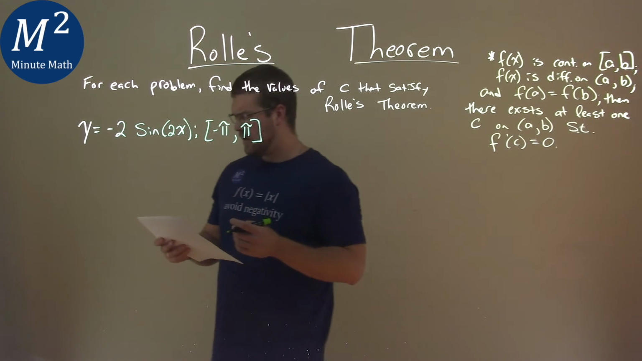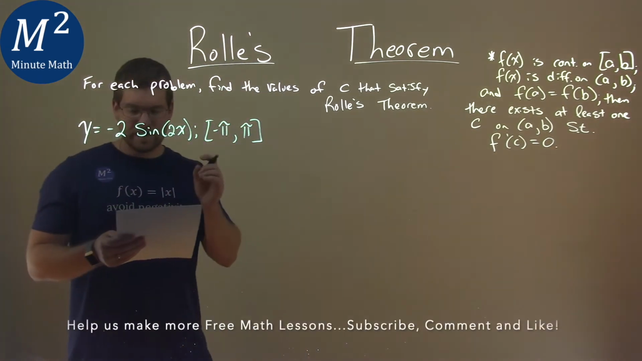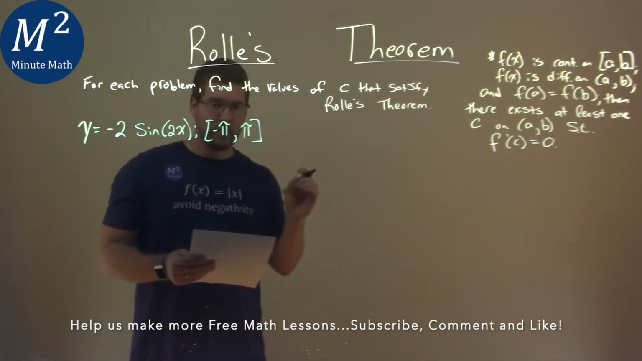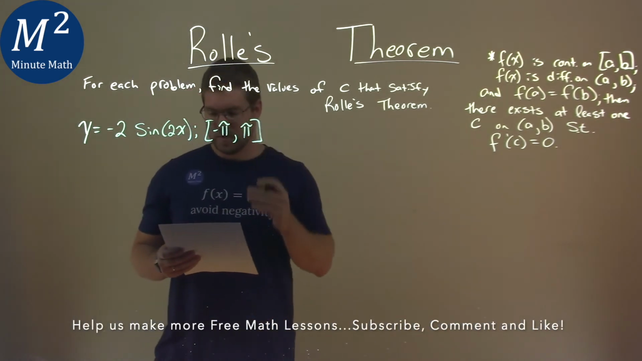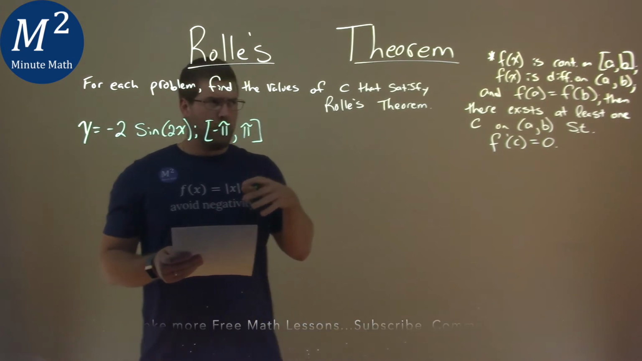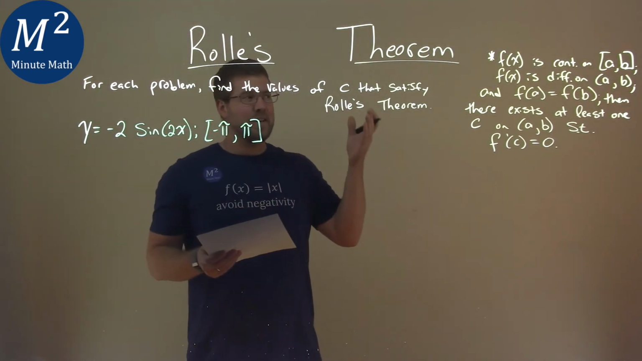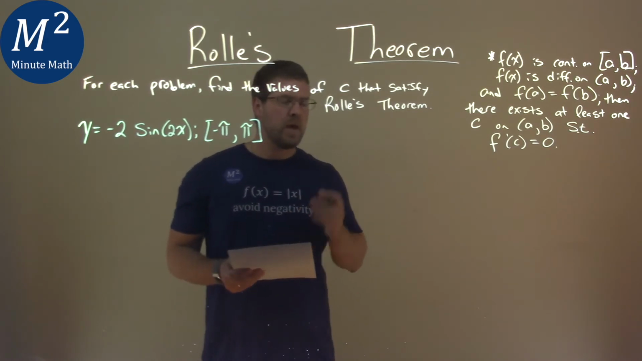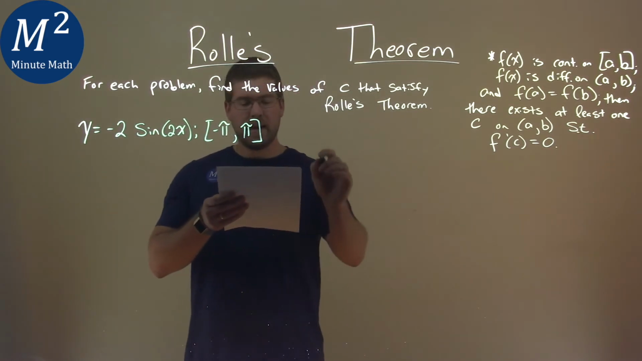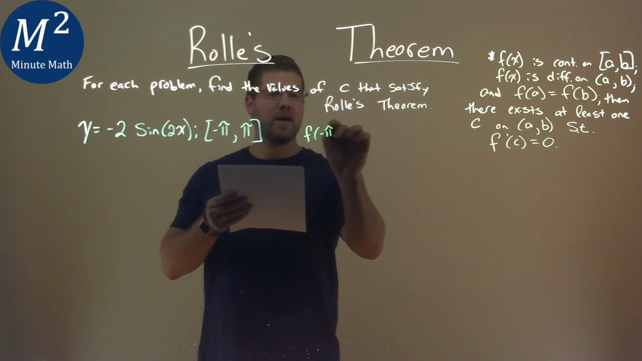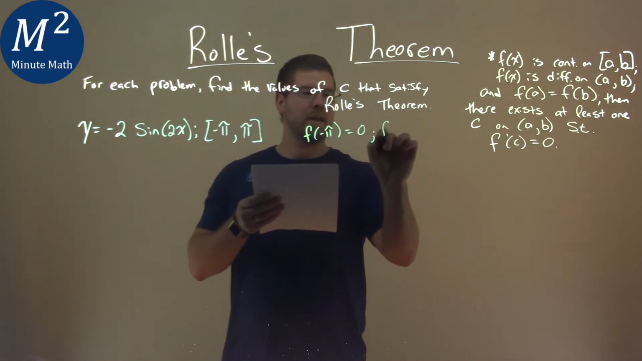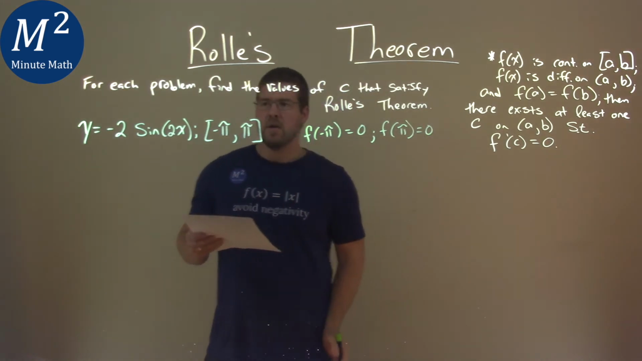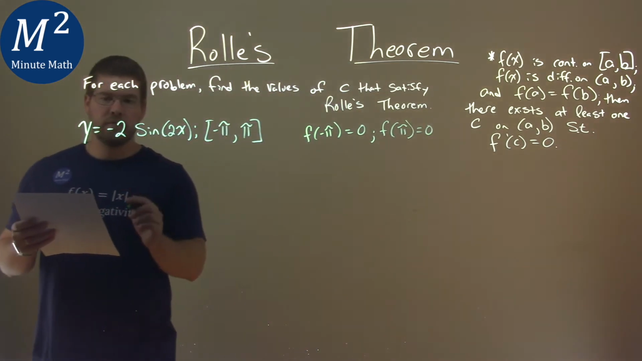We're given this problem right here, y equals negative 2 sine of 2x, and we need to find the values of c that satisfy Rolle's theorem on our interval from negative pi to pi. Now, Rolle's theorem says we define it for functions continuous from a to b, which it is, as well as differentiable on a to b. F of a has to equal f of b, and I found that for you, and f of negative pi is equal to 0, and f of pi is also equal to 0. So we're good there. So now we need to find the derivative of our function.